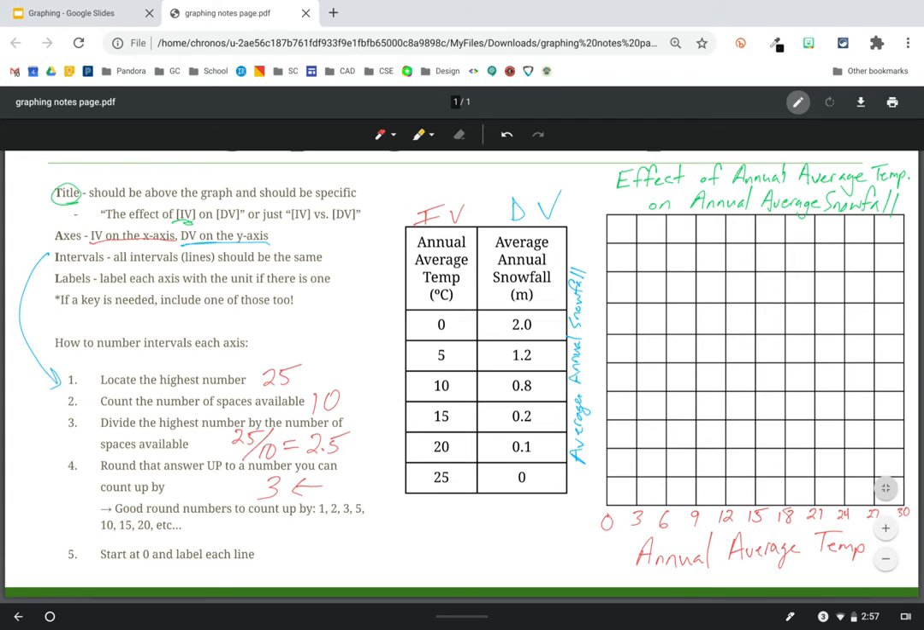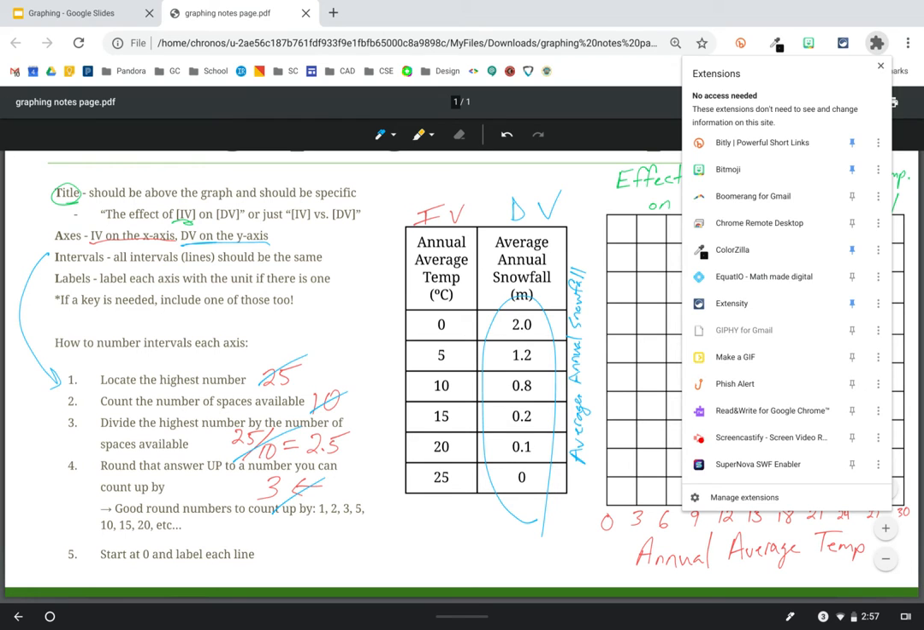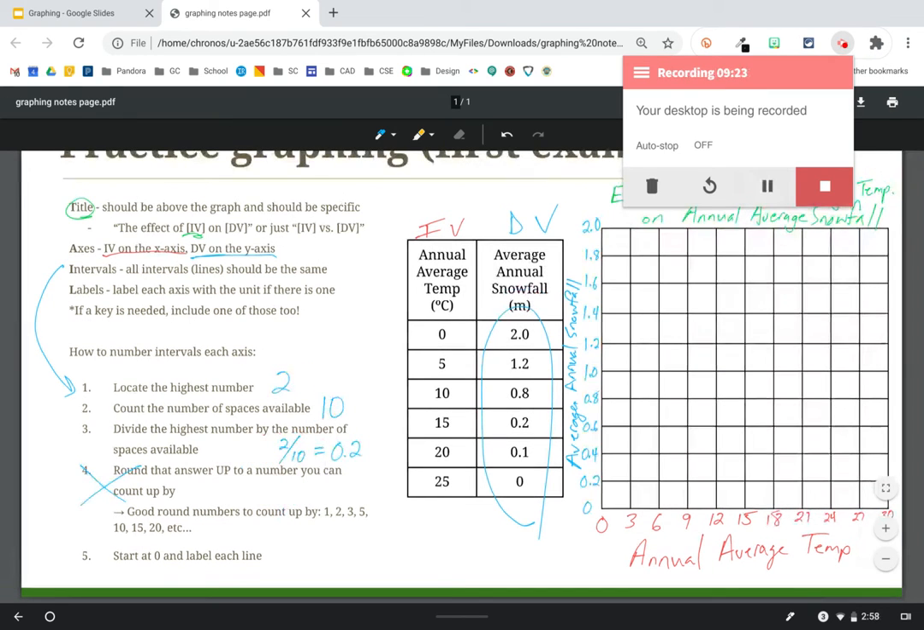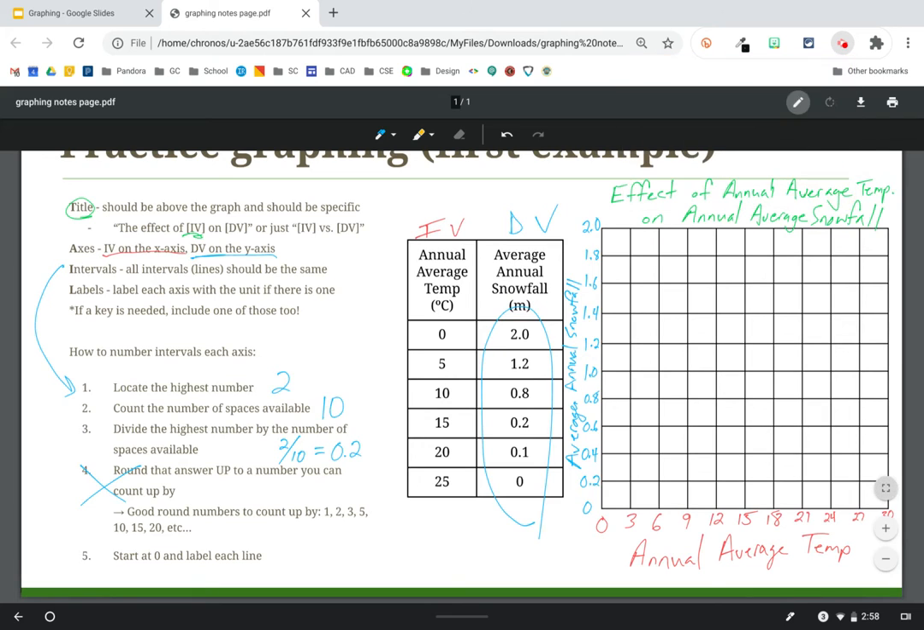Then we're going to repeat this entire process with the dependent variable, okay? And so we're just going to look at these numbers and we're going to re-answer all of these questions in order to see what we have to do for the dependent variable. So by looking at just the dependent variable side of the table, I found that our largest number is 2. I counted the spaces along the side and found that there were 10 spaces. I divided them and got 0.2.